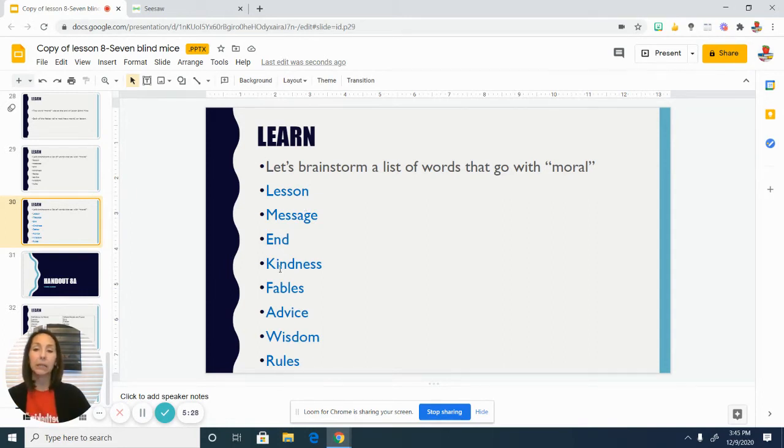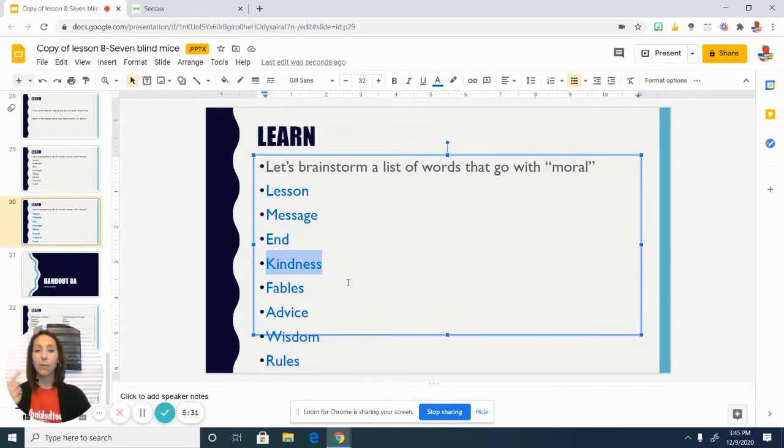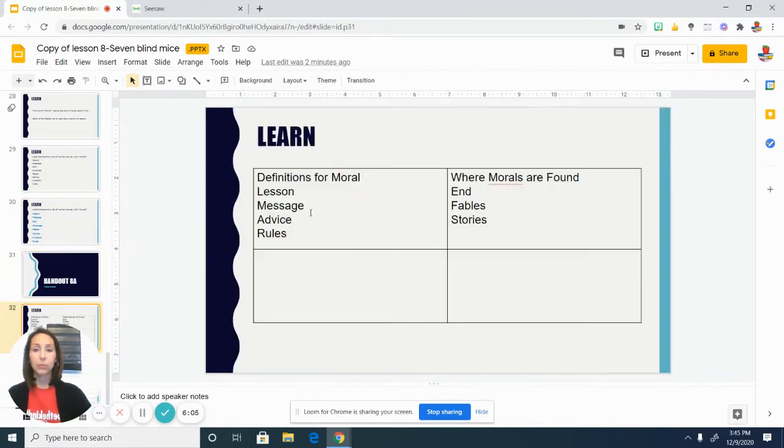Like kindness is an example of a moral, of a lesson that you might learn from a story. So I might put that in a different group. Fables are where we find morals. So fables doesn't mean the same as moral, but it means where we can find those morals of the stories or the lessons, right? The word lesson is like another word for moral. So you can start to see how these words are going into different groups. So I've started grouping some of these words.